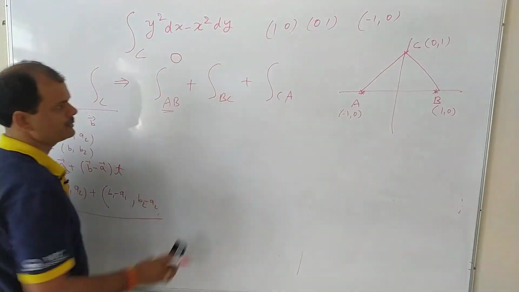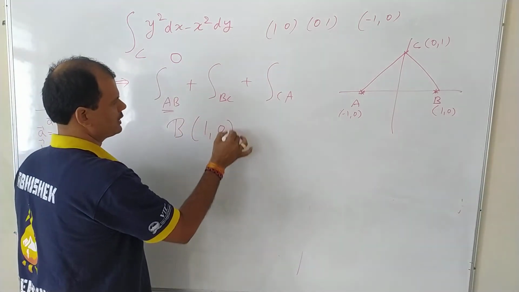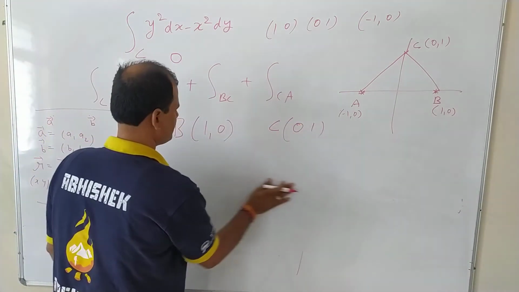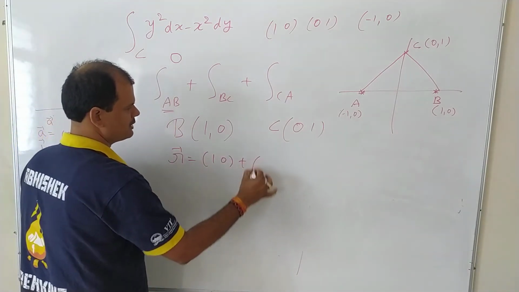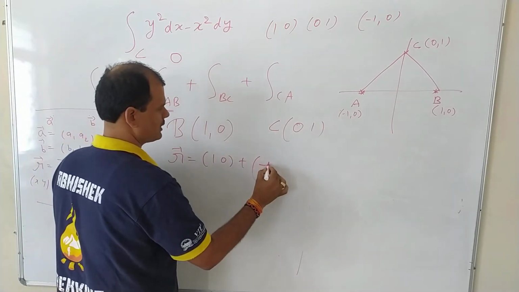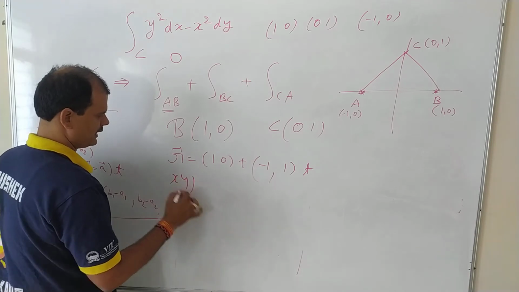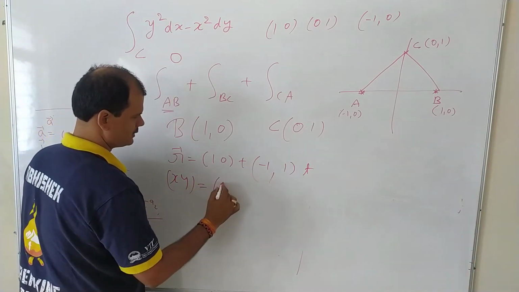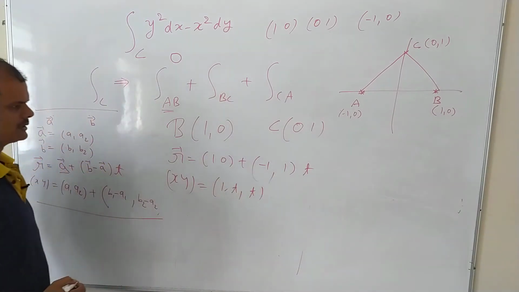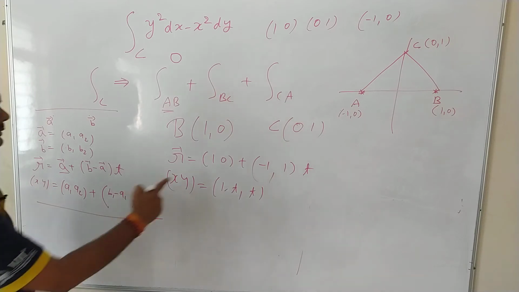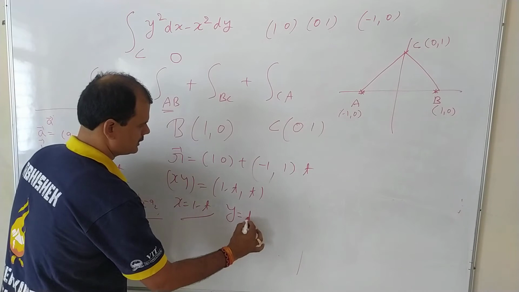Let us see along the BC. Find out the BC. So BC will be, B coordinate is 1, 0, C coordinate is 0, 1. So your R will be A plus B minus A. So 0 minus 1, minus 1, 1 minus 0, 1, T. So your XY will be 1 minus T and T, 0 plus T. So your X equal to 1 minus T and Y equal to T.